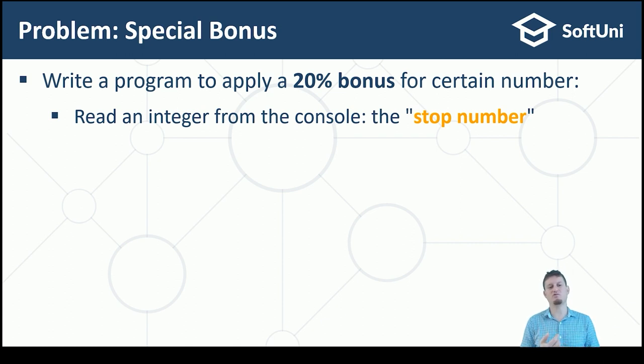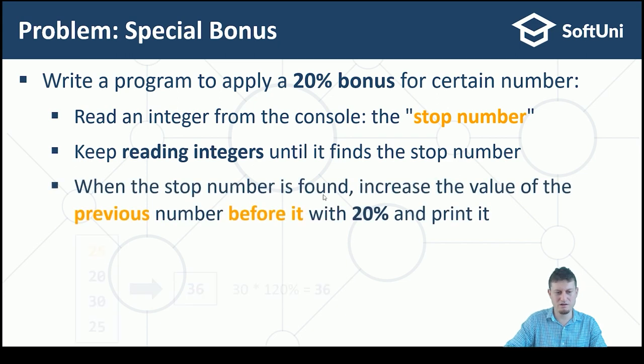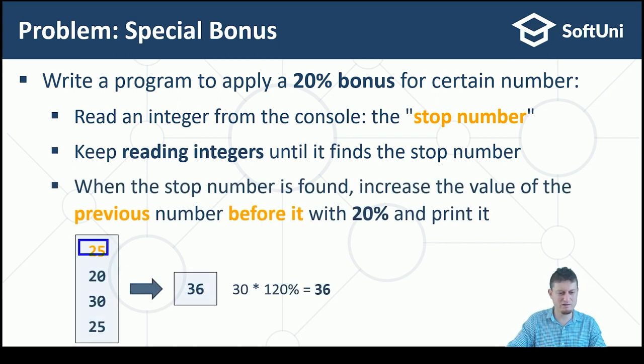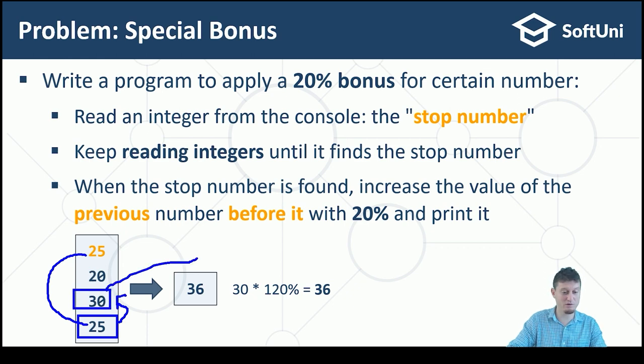The next problem is called special bonus. It's about writing a program to apply a 20% bonus for the previous number before a certain stop number. I'll show you the idea here. We have something called stop number. We scan the numbers after that, and if we find a number equal to this stop number, we take the previous number before the stop, and we add 20% to it, which means that we just multiply by 1.20, and in this example we'll have 36.